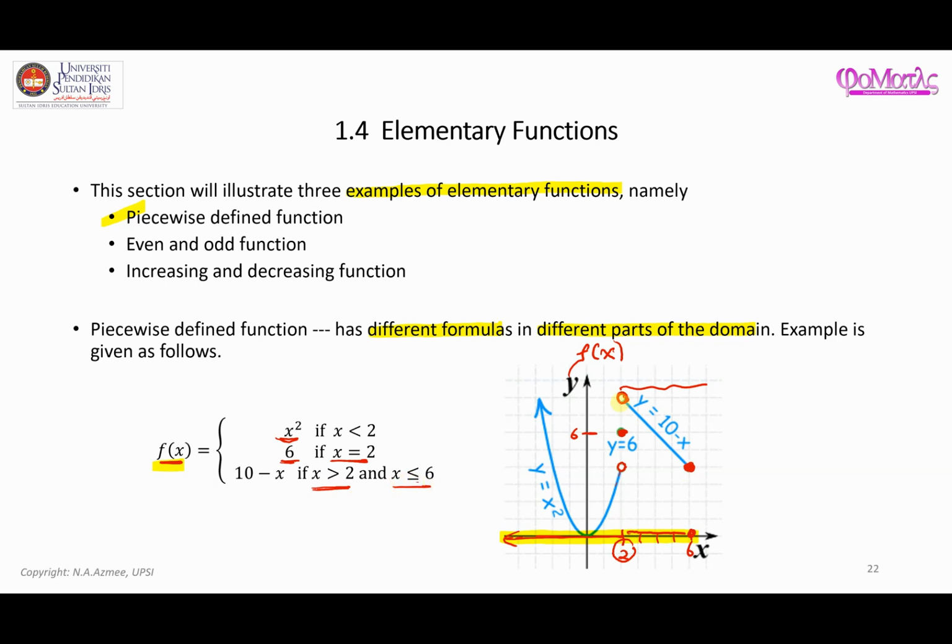And for this one, clearly this graph here is a straight line. It's a straight line graph, so the function is going to be a linear function, and this is equal to 10 minus x.